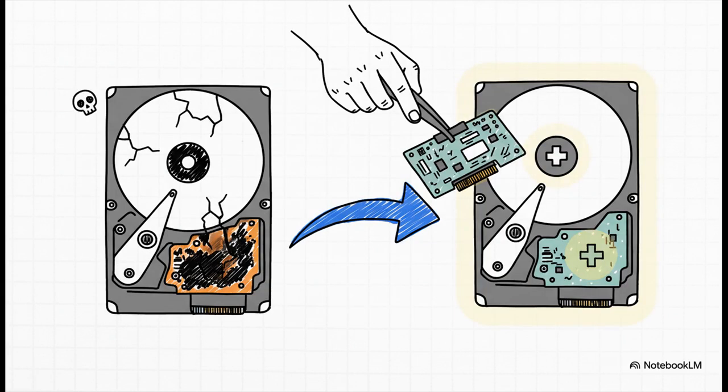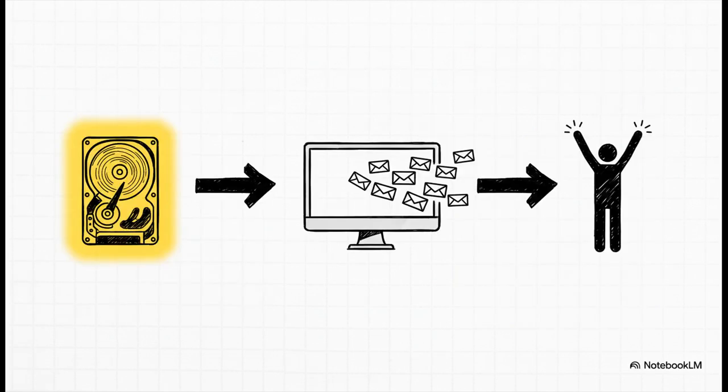But here is where the real ingenuity comes in. Instead of just giving up, an investigator tracked down an identical model of that hard drive, bought it, and then carefully transplanted its healthy circuit board onto the dead drive. It was a total long shot, kind of like a digital organ transplant. And you know what? It worked. The dead drive spun back to life.